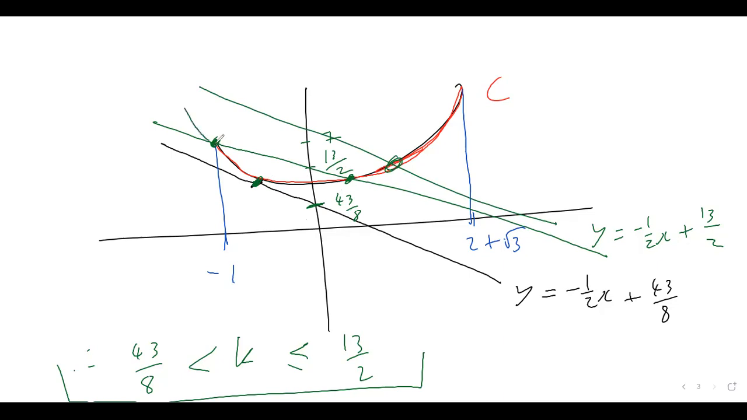If this curve continued forever like that, we would get 2 points of intersection, but the curve is defined such that it stops here. So actually, we would only get 1 point of intersection if k is bigger than 13 over 2. So k must be strictly bigger than 43 over 8, and it must be less than or equal to 13 over 2. And that will give us two distinct points of intersection between the curve C from our parametric equations and this y equals -1/2 x plus k line.